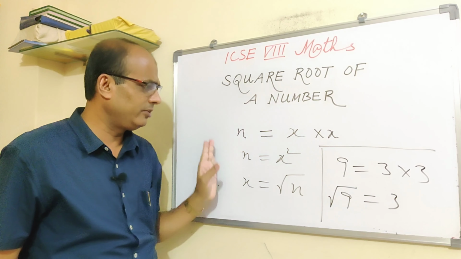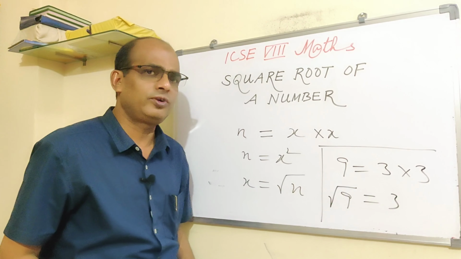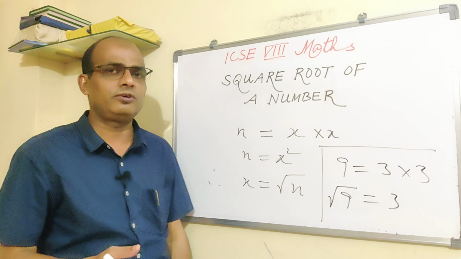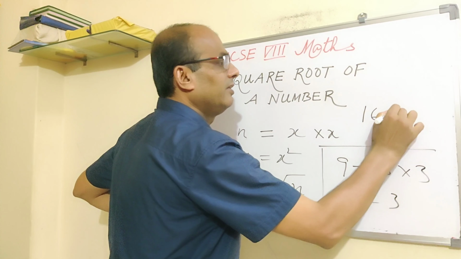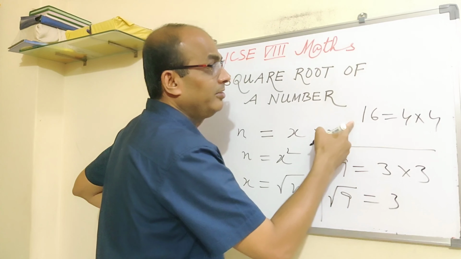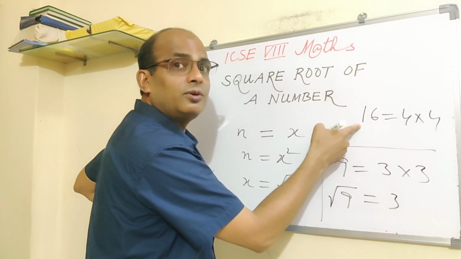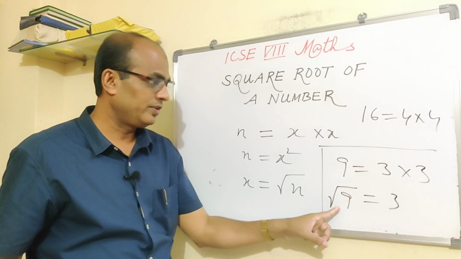If you find the definition difficult, it's okay. You know that 4 into 4 is equal to 16. So therefore the square root of 16 is 4. If this is creating a problem, forget it. You know that 16 is equal to 4 into 4. That means square root of 16 is equal to 4. Root 16 is equal to 4.